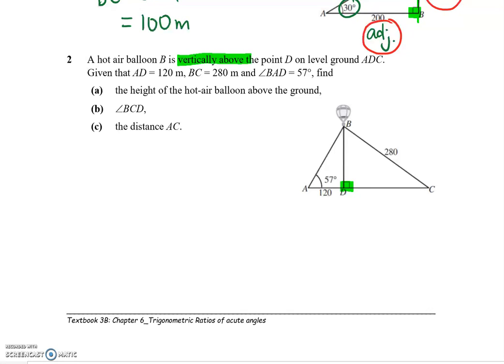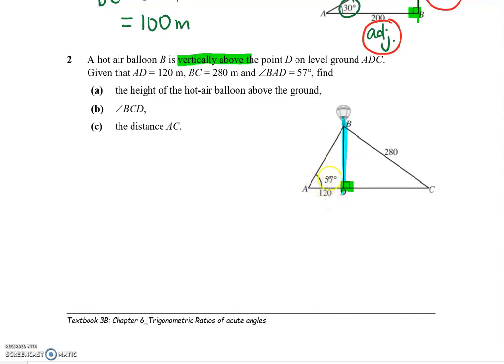Given that AD is 120 meters, BC is 280 meters, and angle BAD is 57 degrees, let's do part A first, the height of the hot air balloon above the ground. So what are we looking for? We're looking for the length BD in this case. We have 120 meters, 57 degrees, and we're looking for BD.